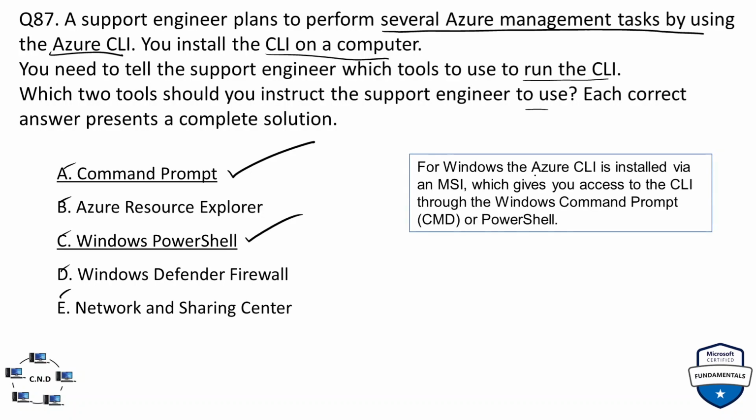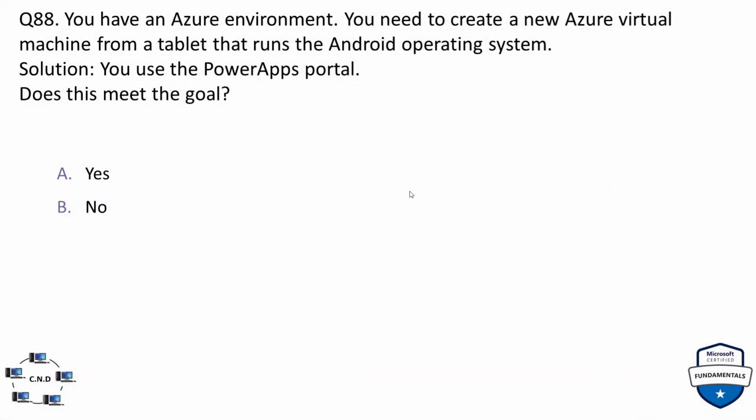So for Windows, the Azure CLI is installed via an MSI or Microsoft installer, which gives you access to the CLI through the Windows Command Prompt or CMD or PowerShell.